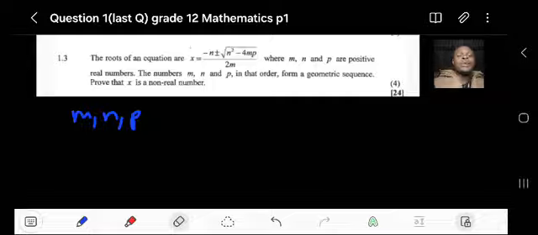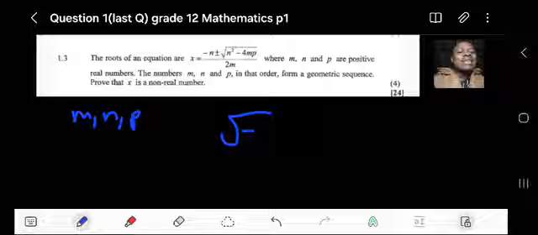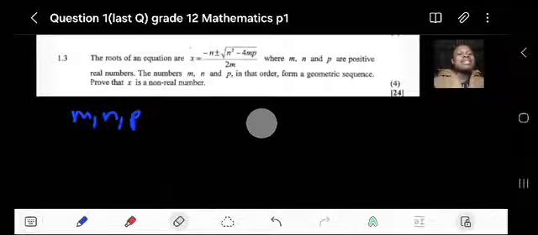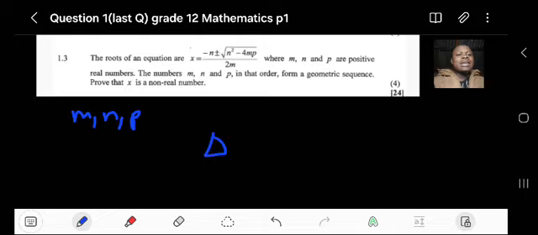So it says prove x is a non-real number. When you're talking about non-real numbers, we're talking about imaginary numbers. It's when our delta is less than 0, which is something negative. When the square root has a negative value, these are imaginary. It's when our delta is less than 0, right?